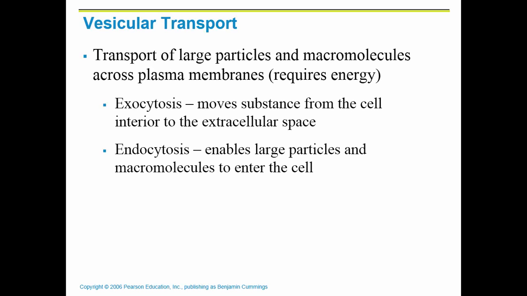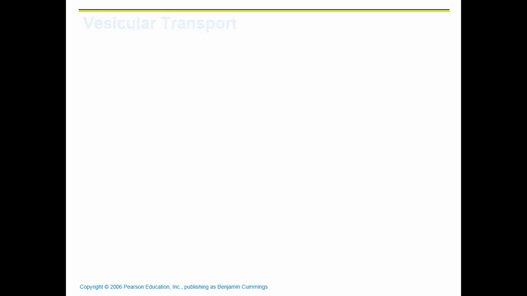The last type of transport that we'll talk about is vesicular transport. We have little vesicles inside our cells that are going to transport larger molecules across the plasma membrane without allowing the plasma membrane to rip open and spew its contents out. The first type is exocytosis, and exo means outside, and endo means going into the cell. So exocytosis, we're moving substances that are inside the cell to the outside, and endocytosis from the outside to inside.